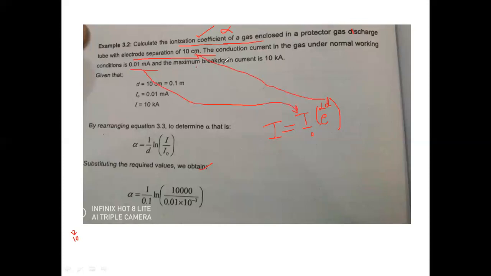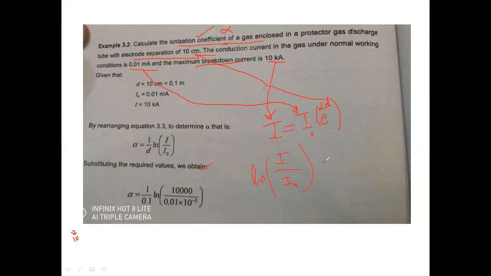And the maximum breakdown current, after the breakdown we will get this current. So this is actually the I. So I is given, I naught is given, d is given. We have to find alpha. Again, alpha is in the power of the exponential, so we have to shift this alpha downward to the coefficient side. For this purpose, we have to get the help of ln again. So first of all, dividing I naught on both sides, and then apply ln on both sides.